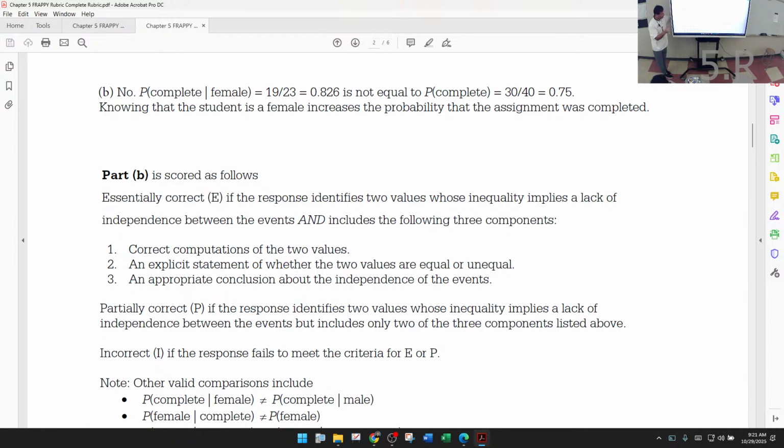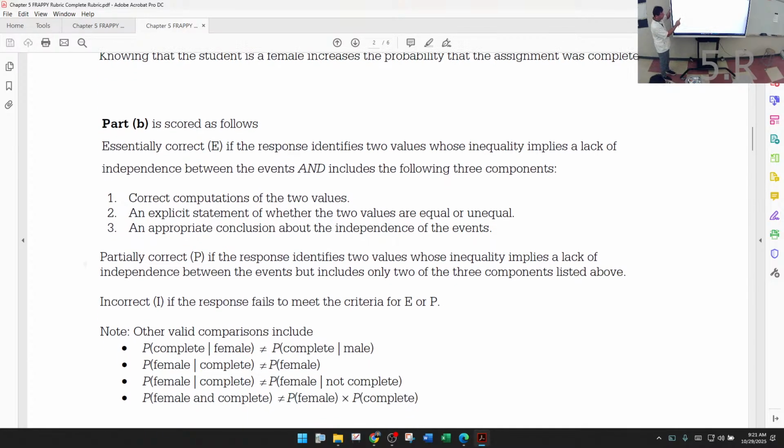An explicit statement of if those two are equal or not equal. An explicit statement in their example is not equal to, but I would just have an equal sign with a slash through it. That's an explicit statement. An appropriate conclusion about the independence: no, they are not independent. You had to have those three things. And then down here at the bottom, partially correct if you only hit two of those three. Partially correct if it identifies two values and an inequality. It implies a lack of independence.